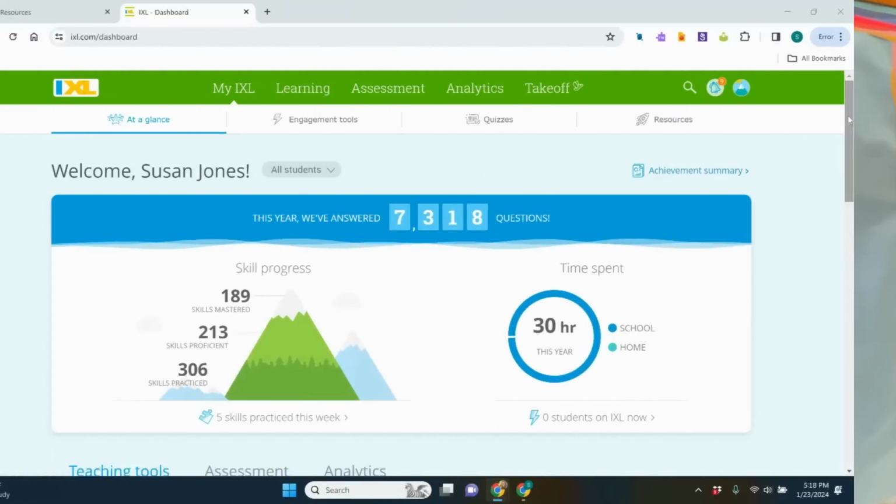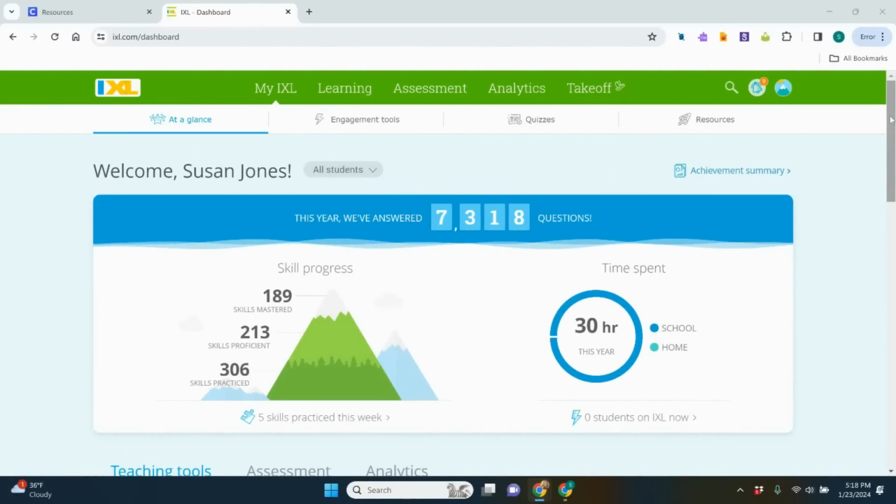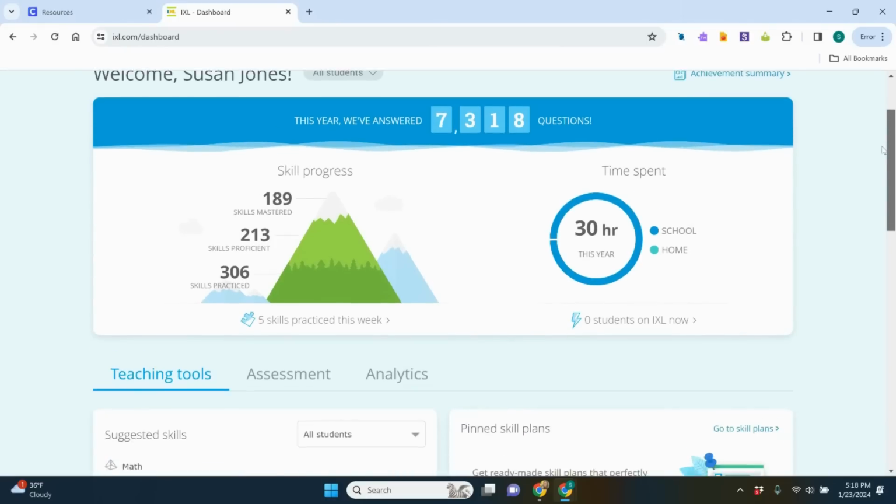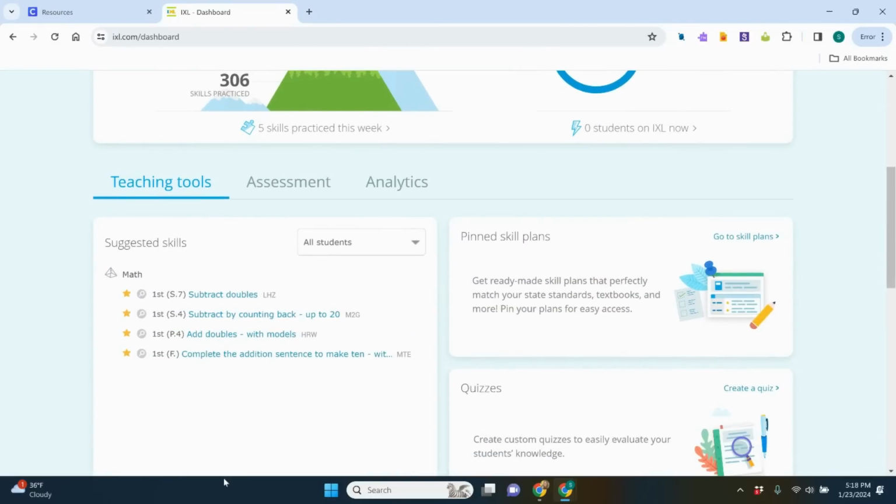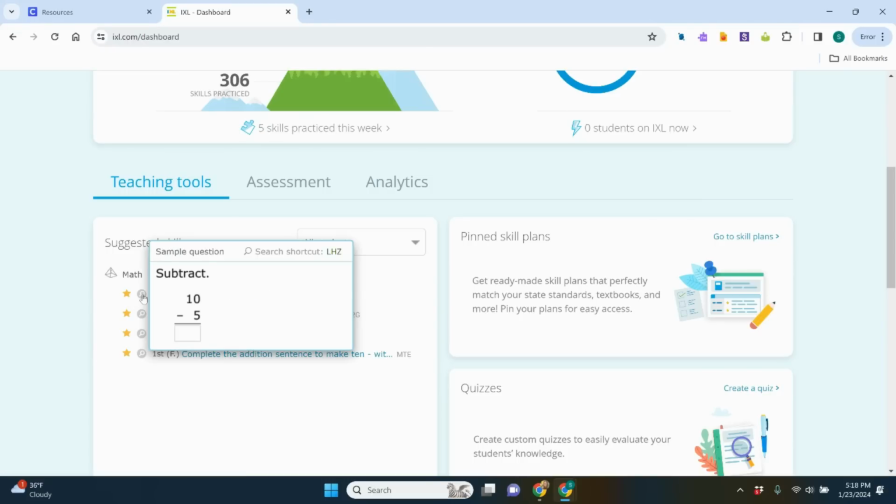Let me show you. Now, to show you how I would go ahead and assign these skills to my students, here I am on my dashboard. And if I scroll down, you can see 4 of the skills that my students are going to be working on. So we have subtracting doubles. And if I just hover over it, you can kind of see what that's going to look like.